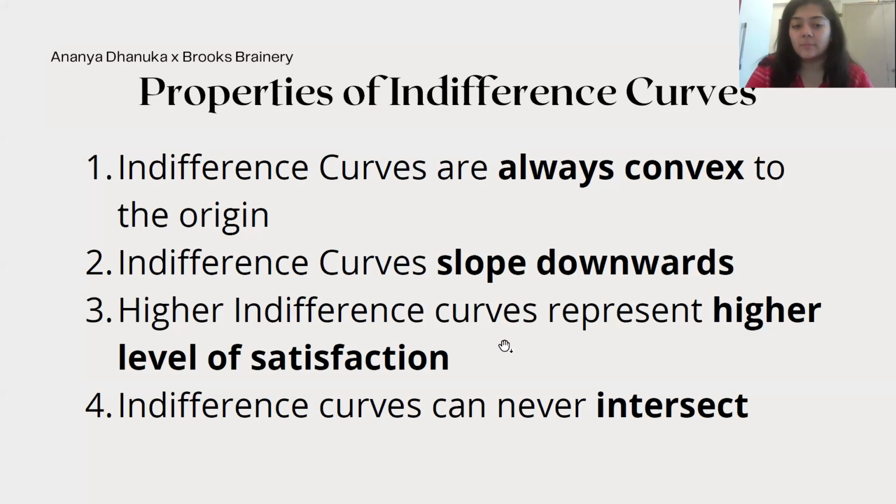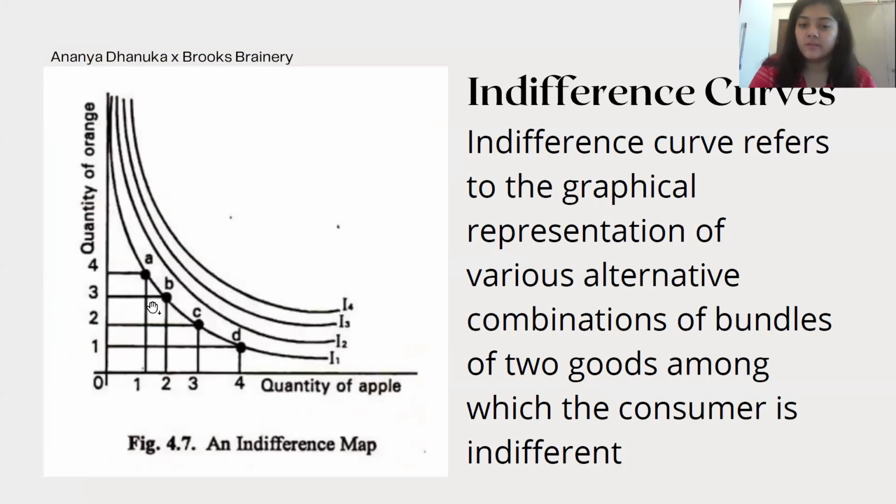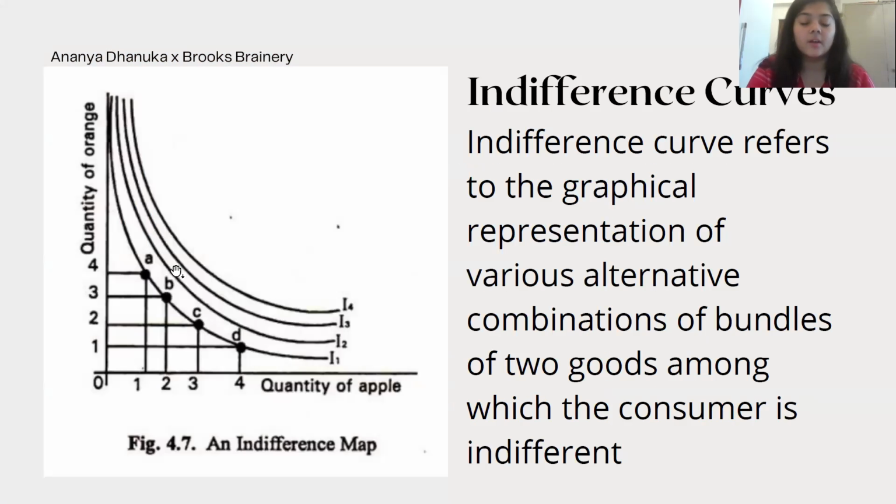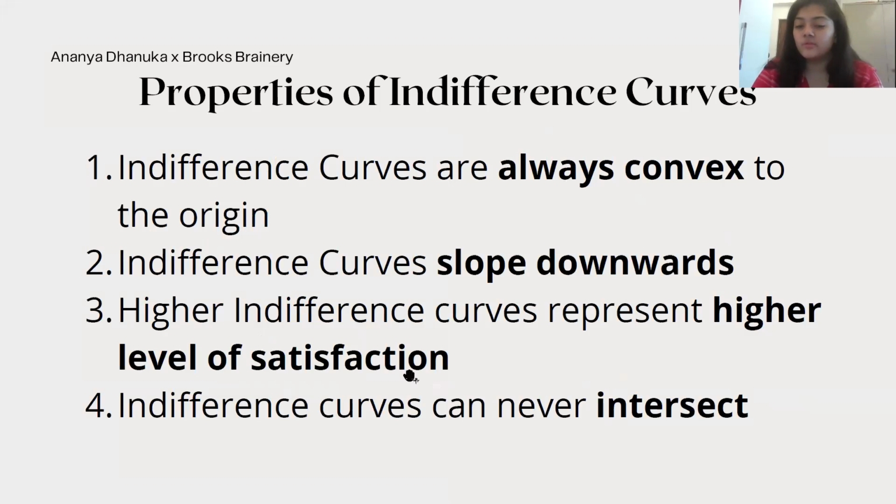Higher indifference curves represent higher levels of satisfaction. This is something we discussed in this graph, right? Necessarily a point on I2 or a point on I3 is a greater bundle, right? You get more of both apples and oranges. So the level of satisfaction that you're deriving goes on increasing as you move to higher indifference curves.